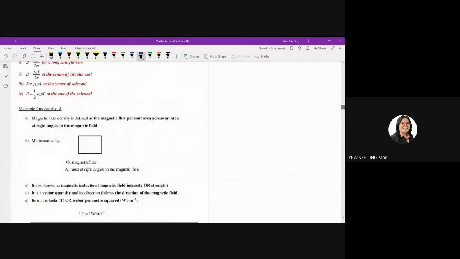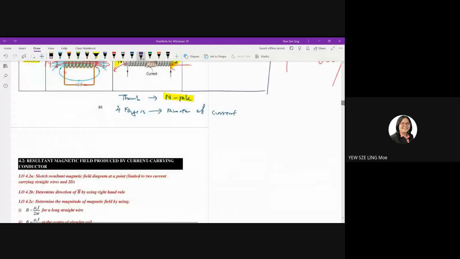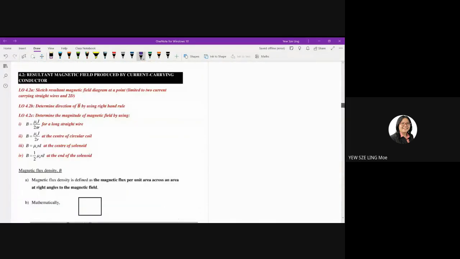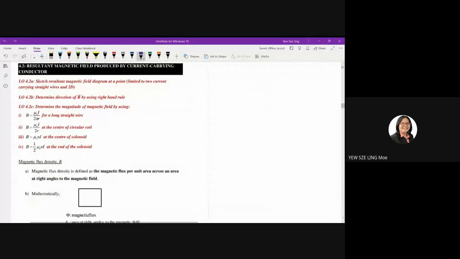All right. So we are done with the direction. You need to know how to determine the direction because, like I told you just now, magnetic field is a vector quantity. When it is a vector quantity, then you need to know both its direction and its magnitude. So direction, you determine it by using your right-hand rule. Magnitude, we can determine it by using this set of equations. Okay, so we have 4 equations right here.